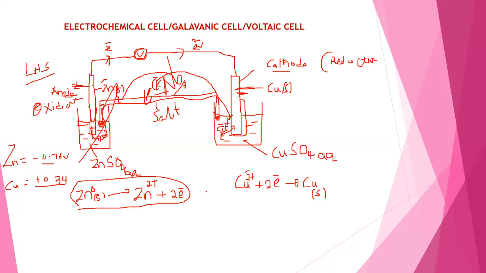Then you can be told to combine the two equations. To get the overall equation, you add the two half cells.